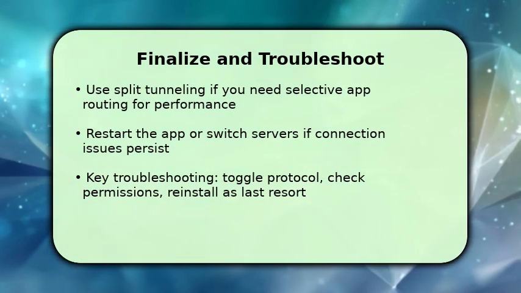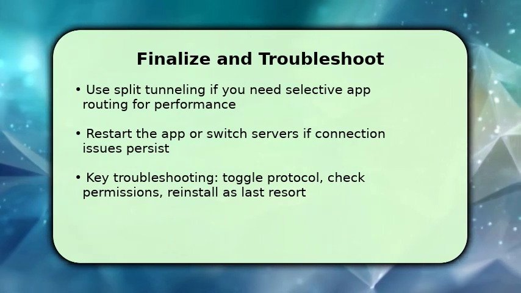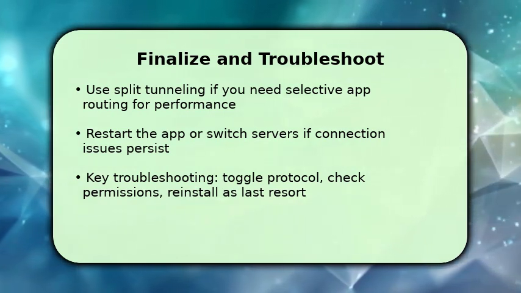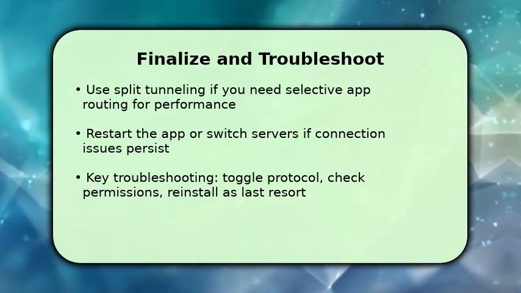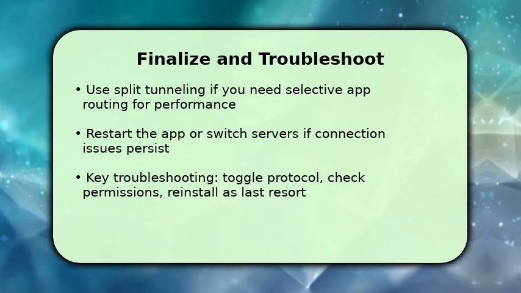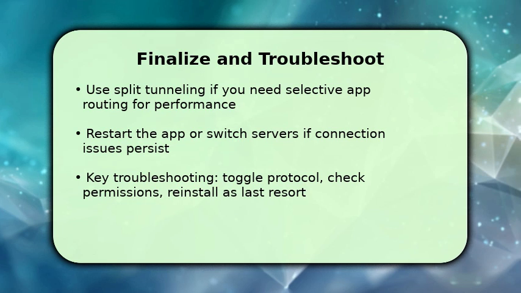To finish, tailor behavior. Enable split tunneling when some apps should bypass the VPN to save bandwidth or access local services. Make sure Auto Connect is active for networks you trust less, and schedule app updates.